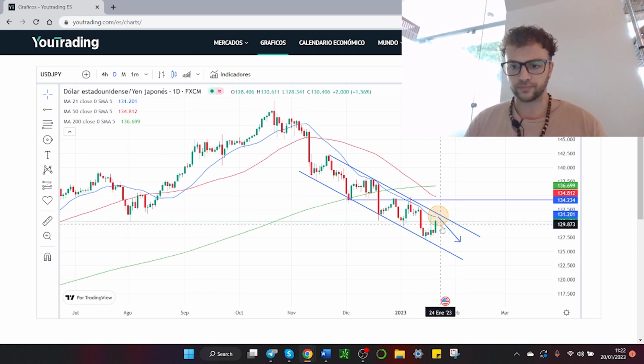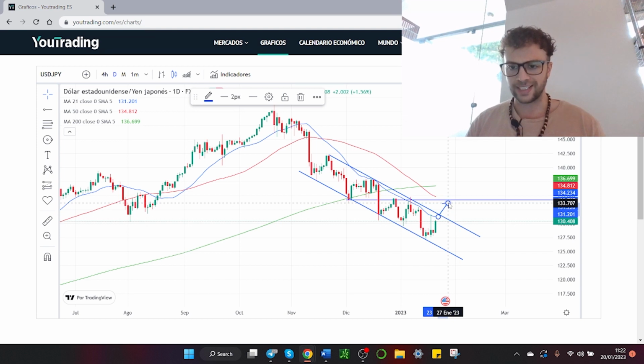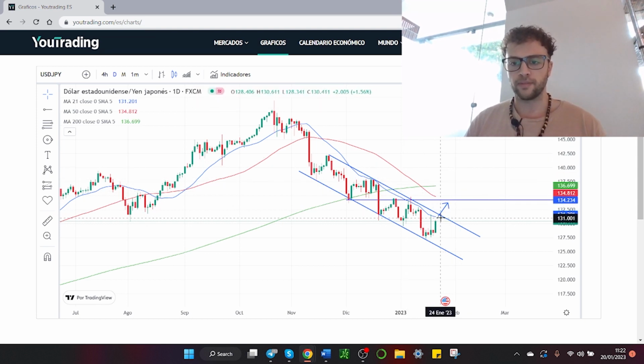And of course, if we do get a shift in the market's narrative, because we do still have the Fed trying to sound hawkish, we could get a bit of an upside break. A break above the 21-day moving average and this trend line would probably trigger a retest of this support area here and the 50-day moving average.